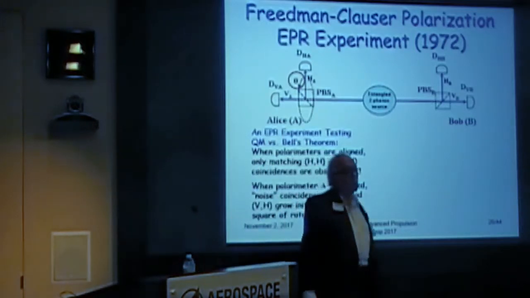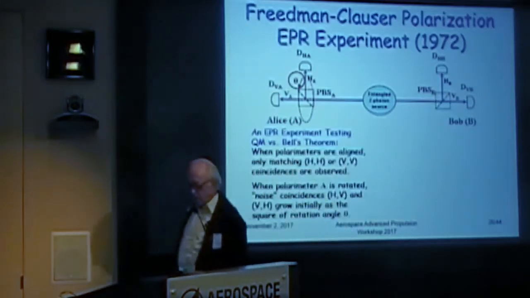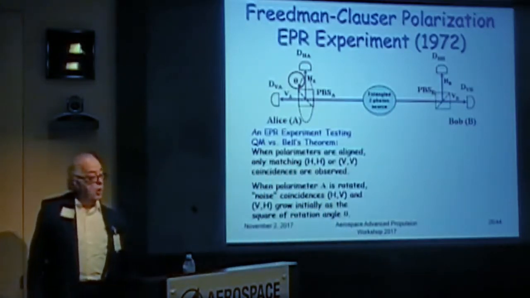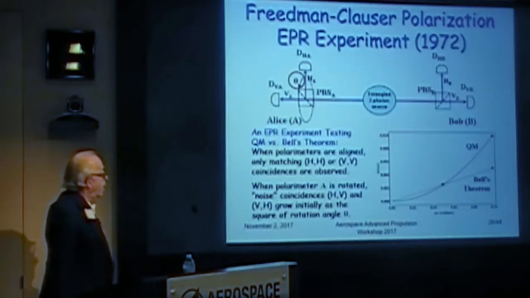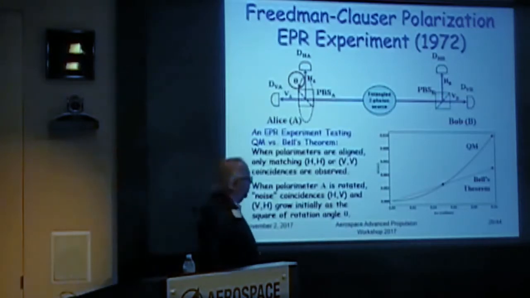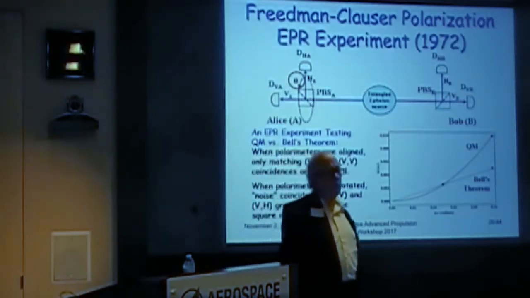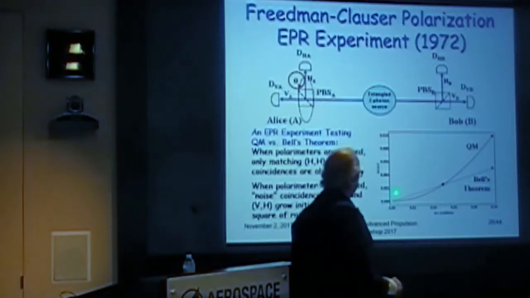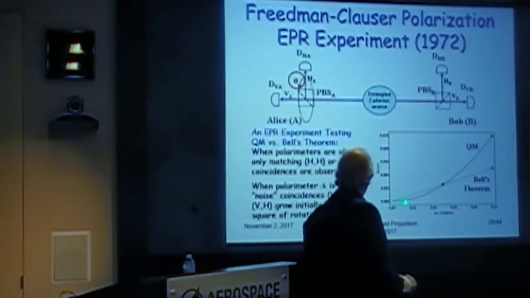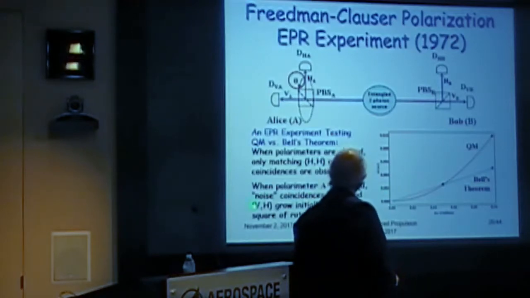Now, this is where Bell comes in. He showed that if you have certain kinds of local hidden variable theories, and actually the hidden variable doesn't matter very much, it's basically any kind of local theory, that there should be a linear dependence on this growth of noise, that the noise should grow linearly with theta, and so it should follow this dotted line here.